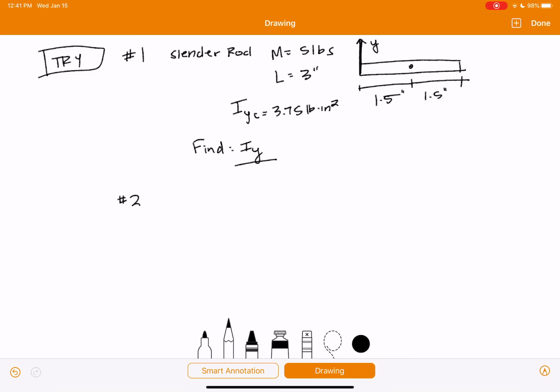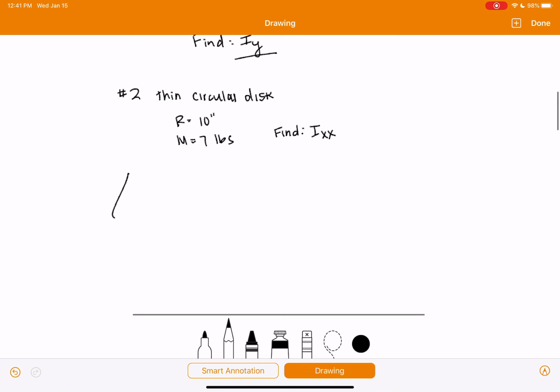And then for the next one, we're going to have a thin circular disc where radius equals 10 inches and mass equals 7 pounds. And we're just finding mass moment of inertia about the x-axis. Go ahead and solve those out, then check your solutions with the PDF. And that should cover it for mass moment of inertia.